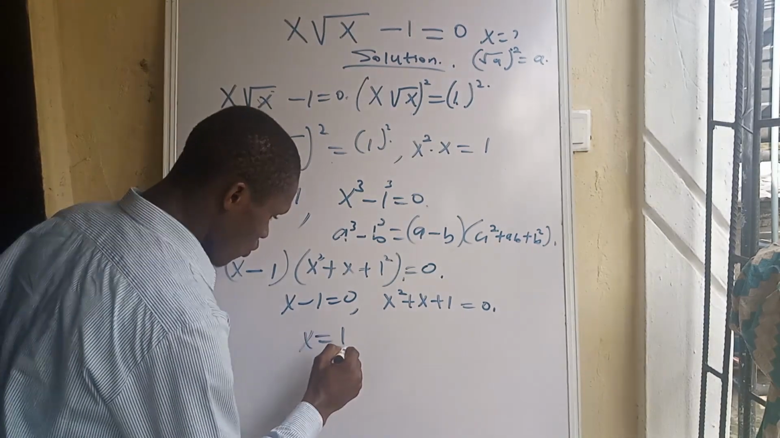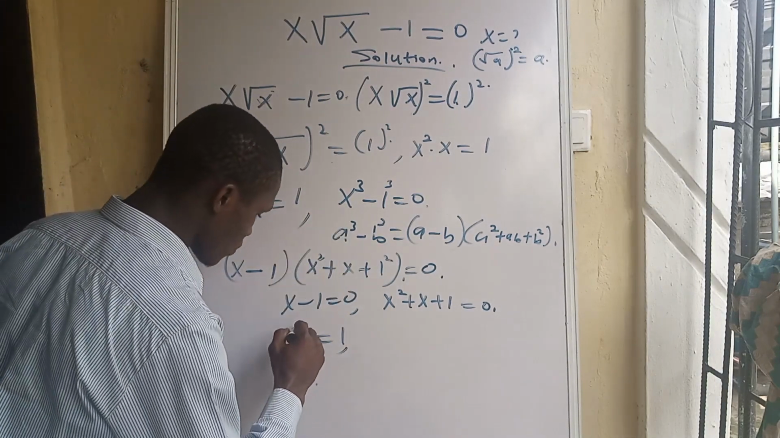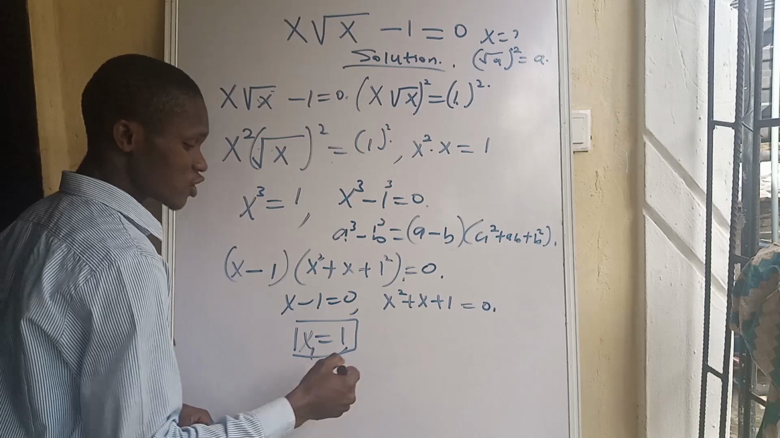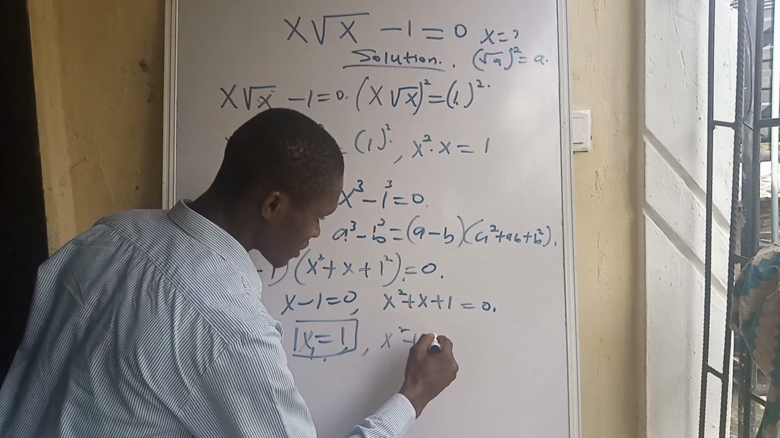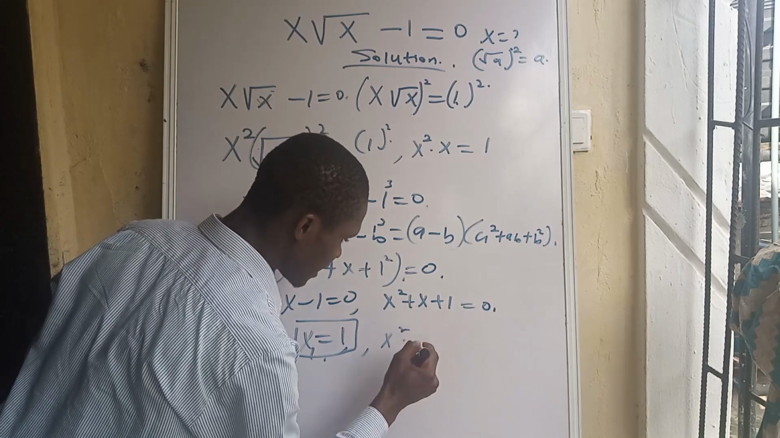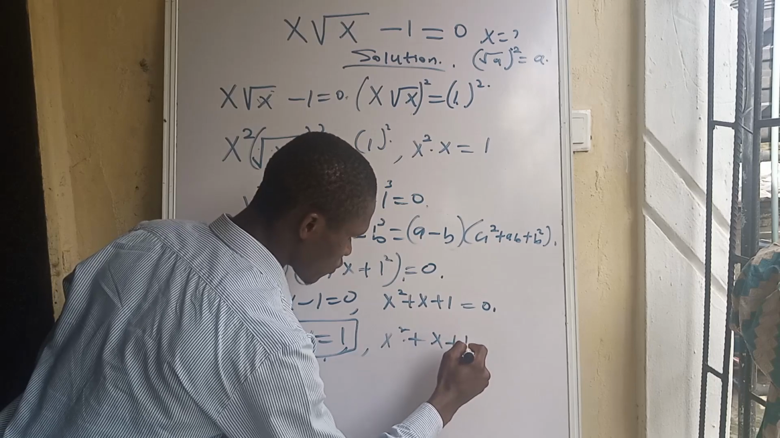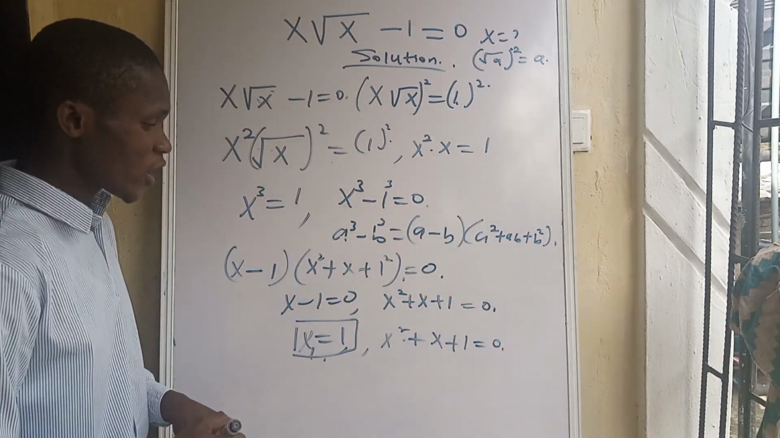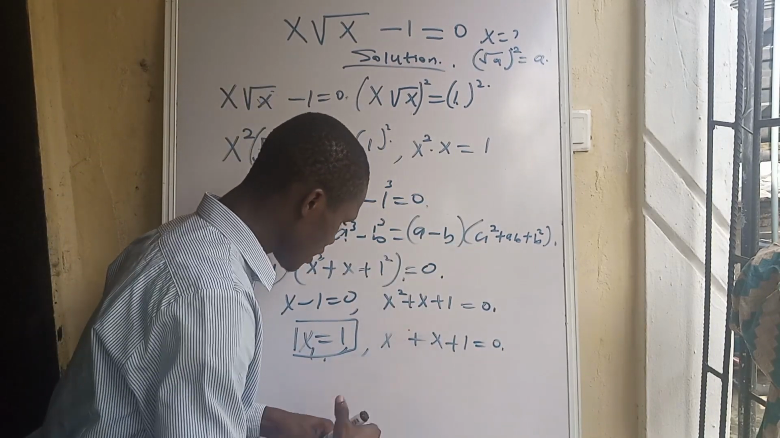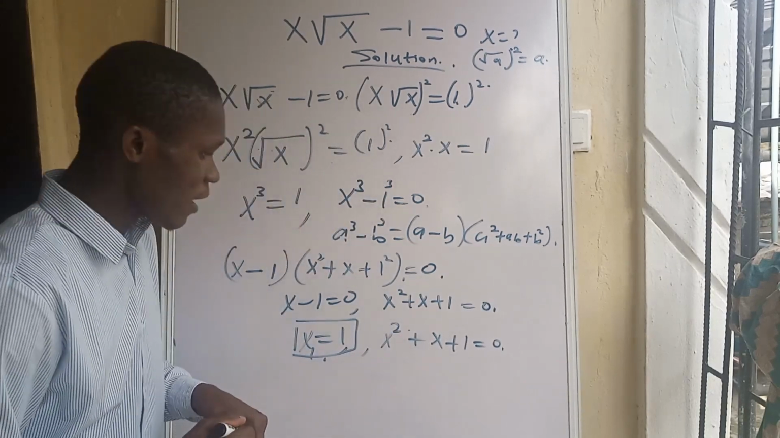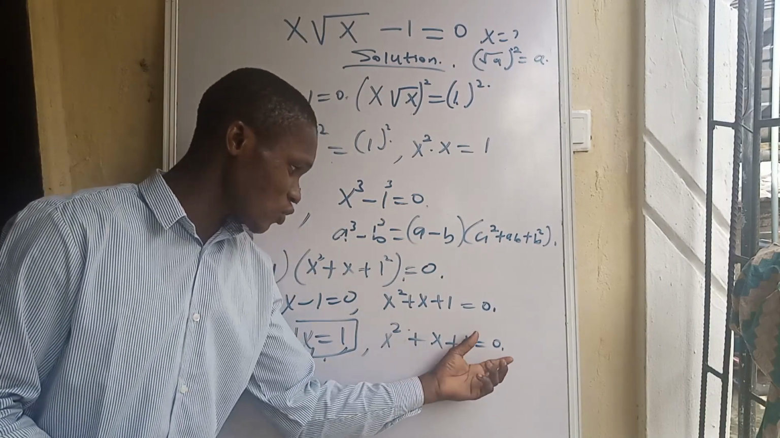x is equal to 1. We can call this the first value for x. So we have x squared plus x plus 1 is equal to 0.